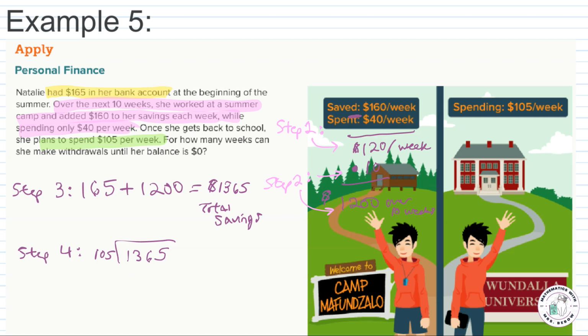So 105 can go into 136 one whole time. So that's 105. We subtract, we get 31, and then we bring down the 5, so 315, skipping ahead a little bit. And then 105 can go into 315 three whole times. And so we're going to find that she can go 13 weeks before she really has to start figuring out how to make money again. So she can withdraw $105 per week for 13 weeks. And then her balance will be $0 at that point. So that's it for that story problem.